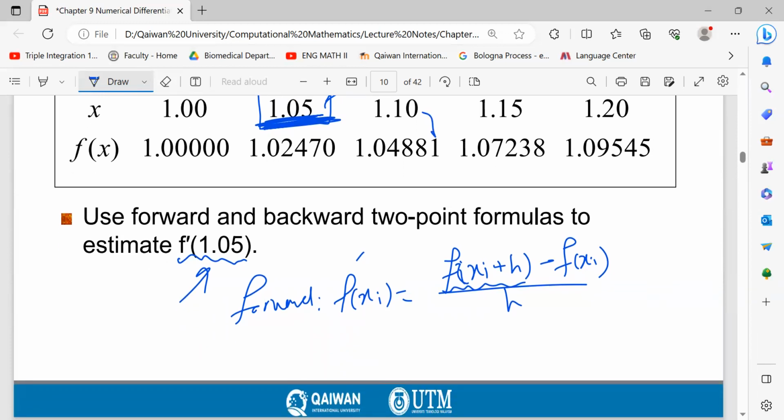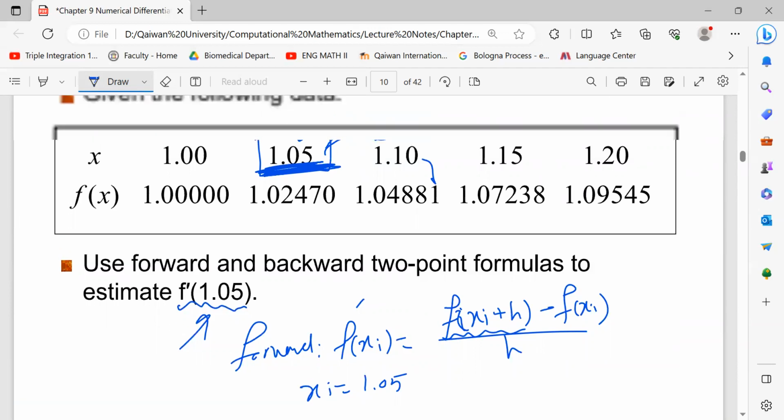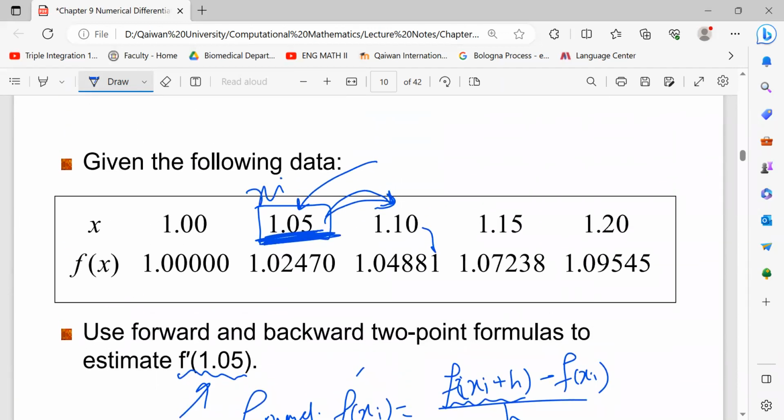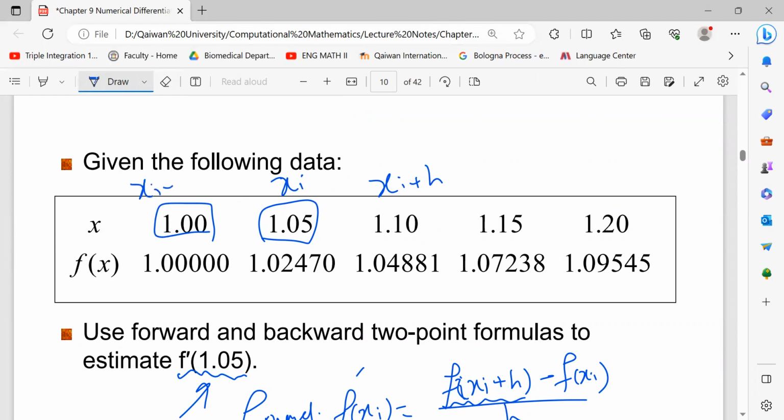That means xi is 1.05. It's the given point, xi. Xi plus h is the next point. Xi minus h is the previous point. Okay? Here, this is xi. So what's xi plus h? It is this one. Xi minus h is this one. Okay? We now have xi, this is xi plus h, and this is xi minus h. That's it.